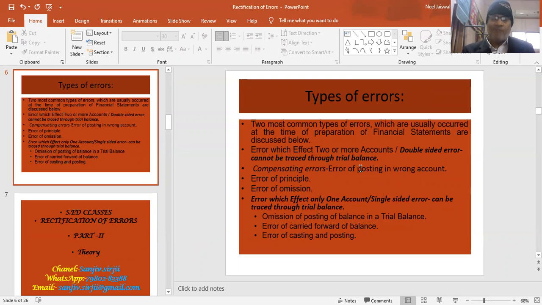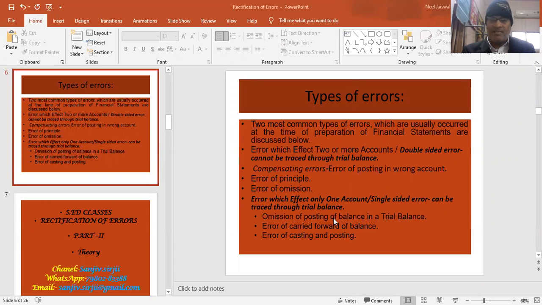Very simply, after the preparation of trial balance, we got some errors, and then my trial balance is not matching. When trial balance is not matching, that means there are some single-sided errors. Some account is wrong, in some account the total values are wrong, and in some account the values are not correctly written. That means my debit is not equal to credit. My salary is suppose 100, but my cash is this one. That means debit and credit are not equal actually. That's why we have single-sided error.